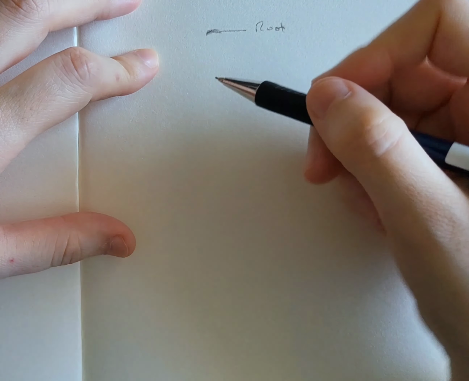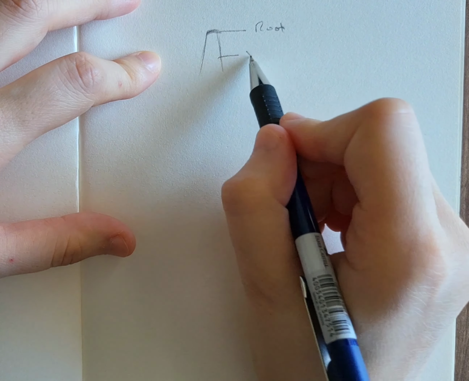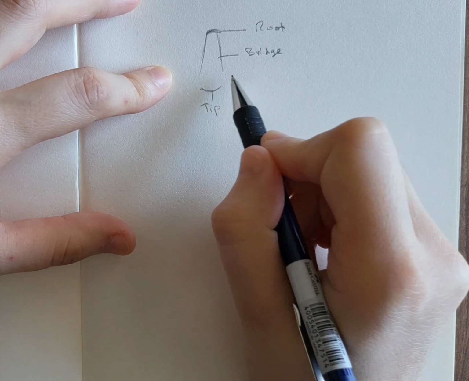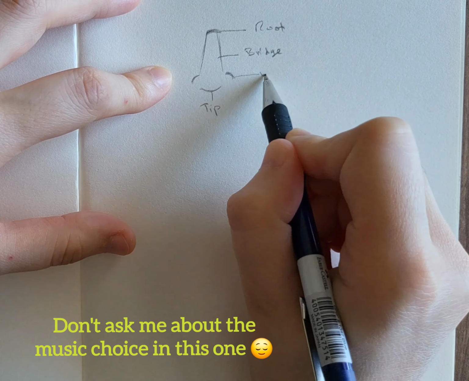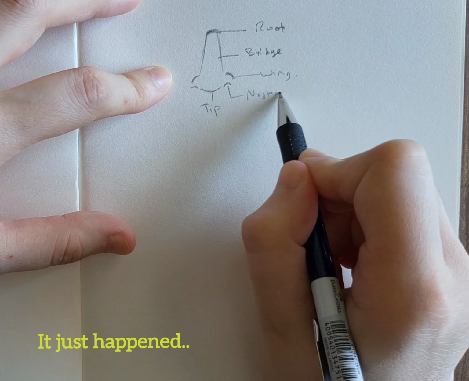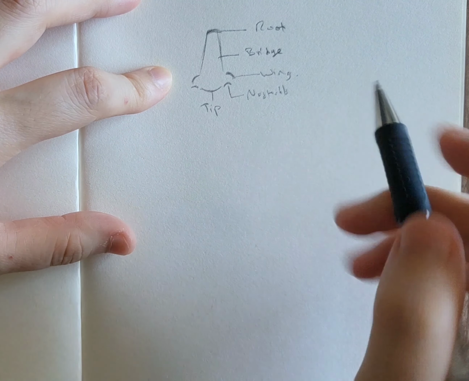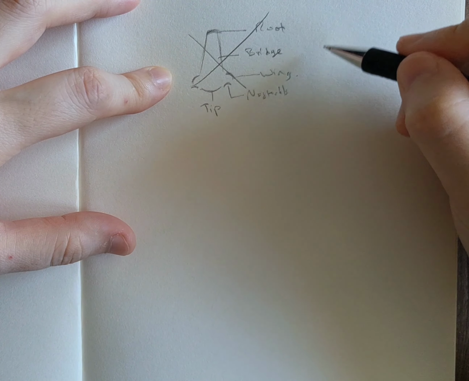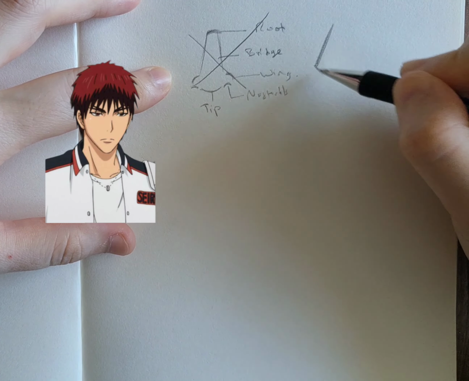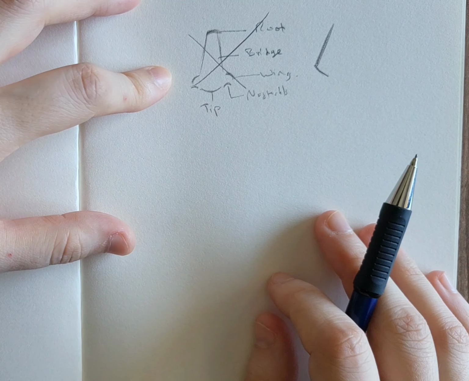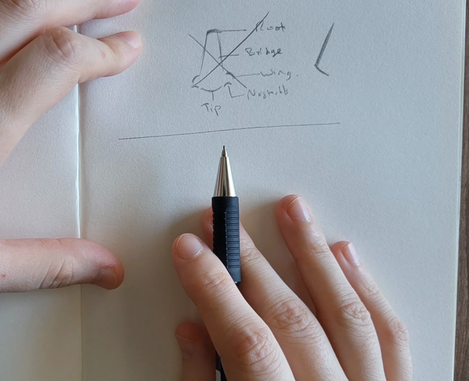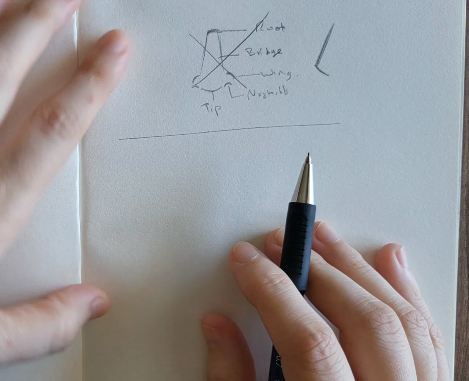So, first we have the root, and then there's the bridge of the nose. We also have the tip and the wings, and of course we have the nostrils, but usually we don't include all these details in this sketch because it gives an aged appearance. Usually only the bridge and the tip of the nose are included in most illustrations, right? So I'm gonna show you 3 ways to go about this process.